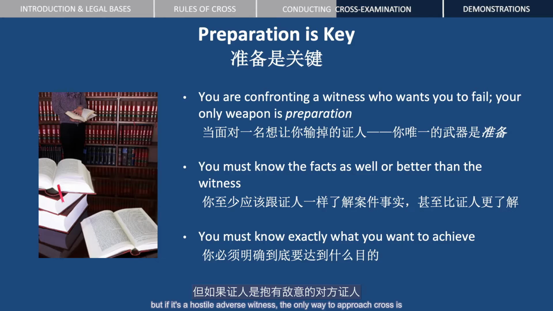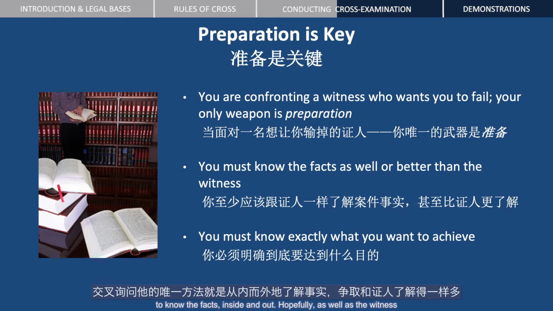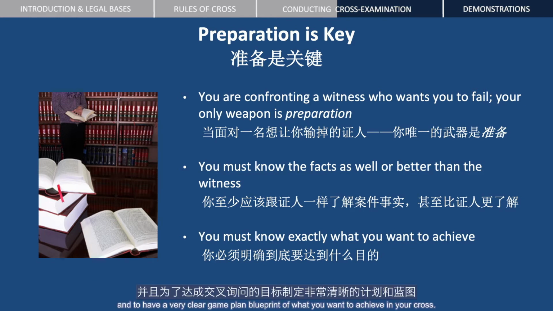And that's part of why cross-examining is so difficult, because the witness is not cooperative if it's a destructive type of cross. Again, there are other witnesses who you may not be challenging and they may be quite cooperative with you. But if it's a hostile, adverse witness, the only way to approach cross is to know the facts inside and out, hopefully as well as the witness, and to have a very clear game plan, a blueprint of what you want to achieve in your cross.